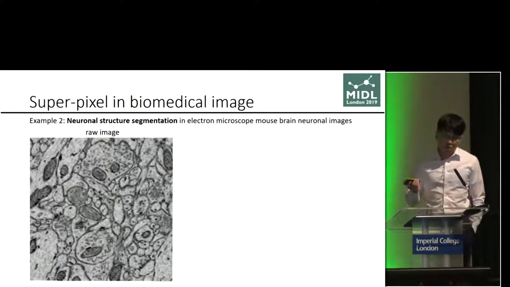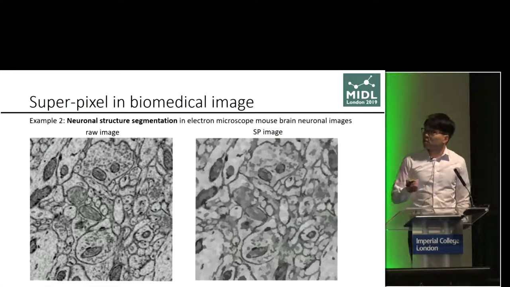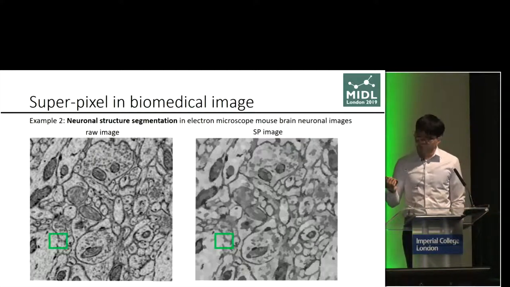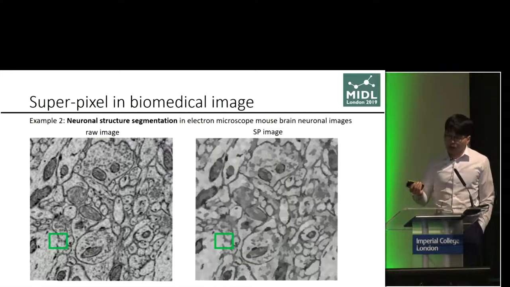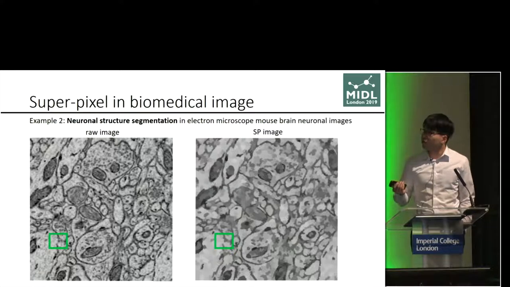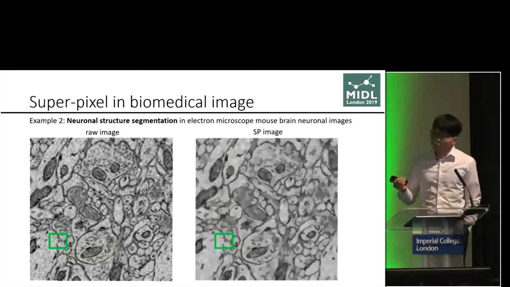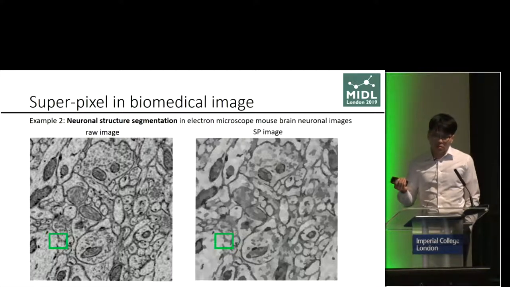Another example is neural structure segmentation. Here, this is raw data and the SP image. So still, the main structure, the essential structures are preserved in the SP image. A small example here is on the neural structure: there's a small gap here on the border, but there are still some little textures here that may indicate it's on the border. So the model may use this texture to bridge the gap when doing the segmentation. However, on the right-hand side, the SP image totally removed these textures. And when working on this image, the model is asked to look at a bigger picture in order to figure out whether to bridge this gap or not.